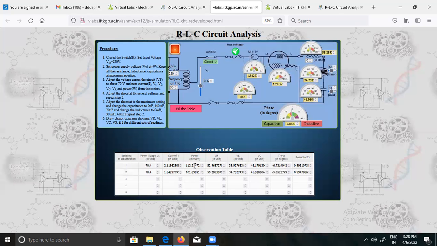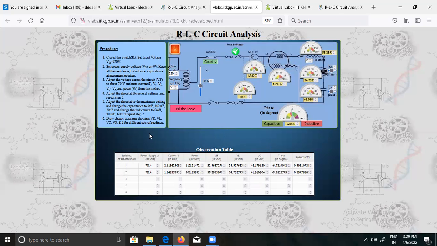Current is going to decrease, and power decreases. The voltage across the resistance is going to increase. The voltage across the inductor is going to decrease. The voltage across the capacitor is also going to decrease. Now see, these are the differences. You can give different values of the resistance and observe the different changes here.